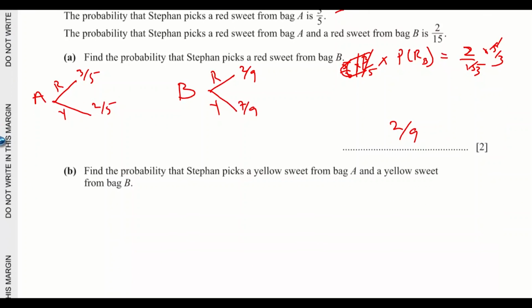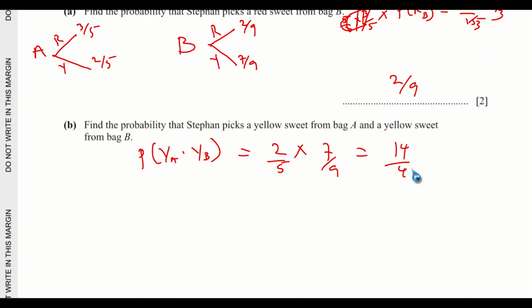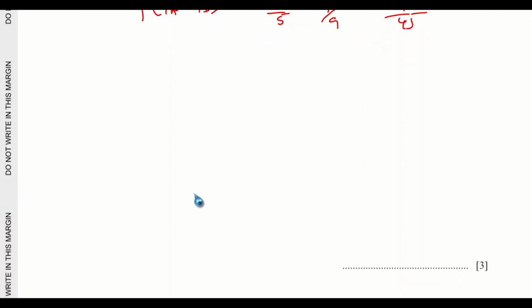Then part B, find the probability that Stephen picks a yellow sweet from bag A and a yellow sweet from bag B. So that will be the probability of yellow from bag A times yellow from bag B. So this will be equal to 2 over 5 multiplied by 7 over 9. That is equal to 14 over 45. So that will be our answer. So let's write this, that is 14 over 45. Okay, so let's go to the next question.